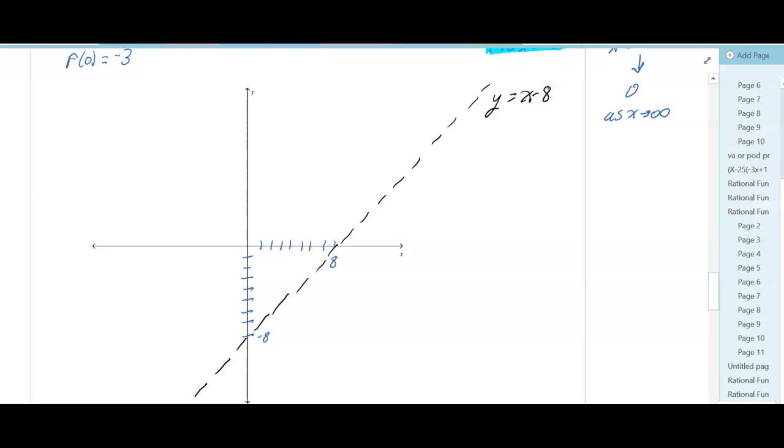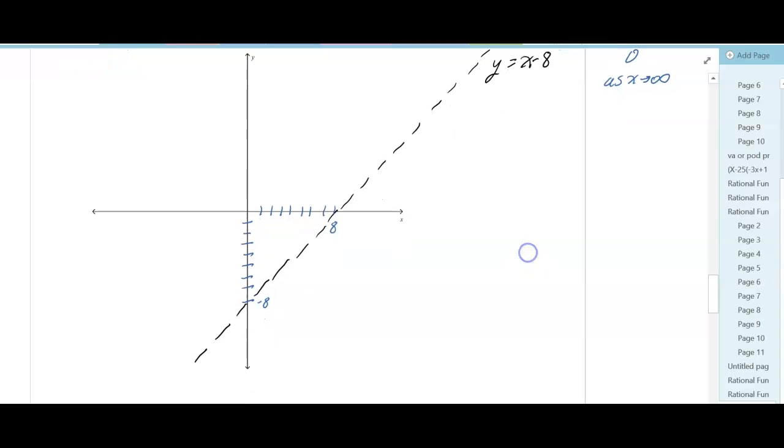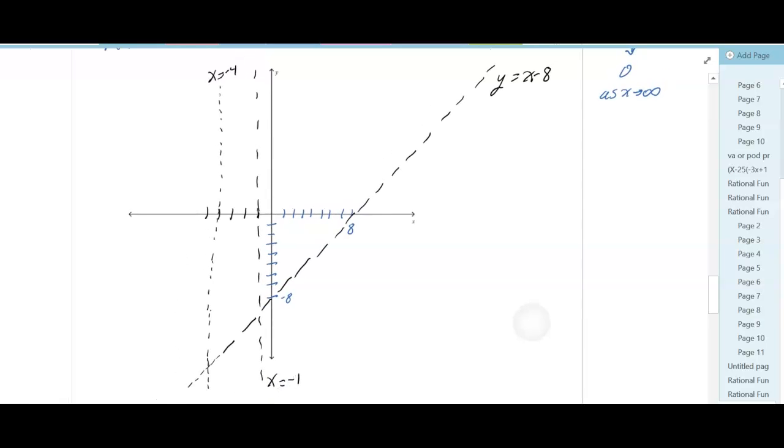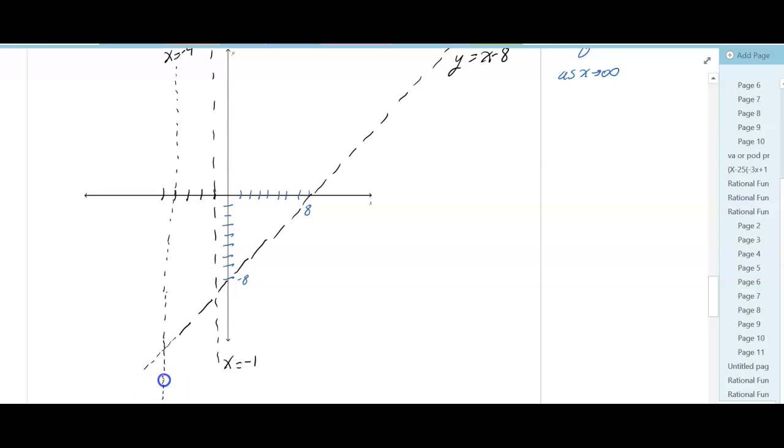We said there is a vertical asymptote at x equal 1. I'm going to move this up a little bit. And another vertical asymptote at x equals negative 4. So the vertical asymptotes, I'm going to draw in: x equals negative 4 and x equals negative 1. I'm going to make my graph a little bit bigger.